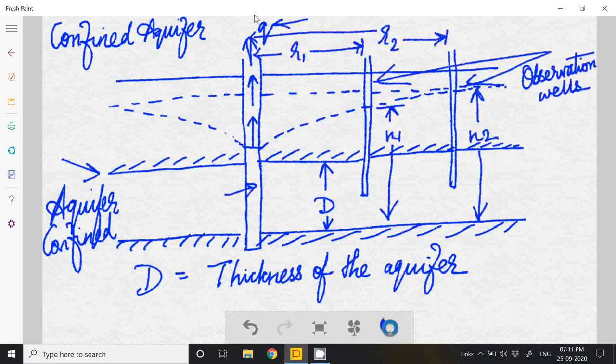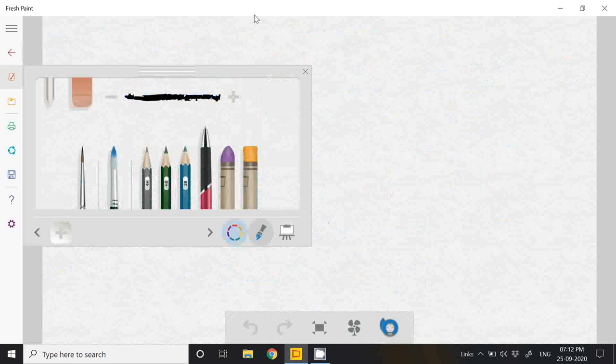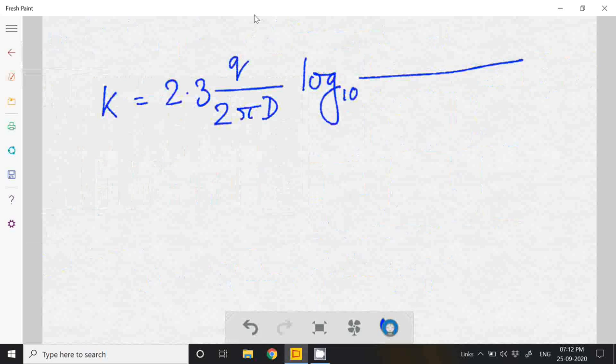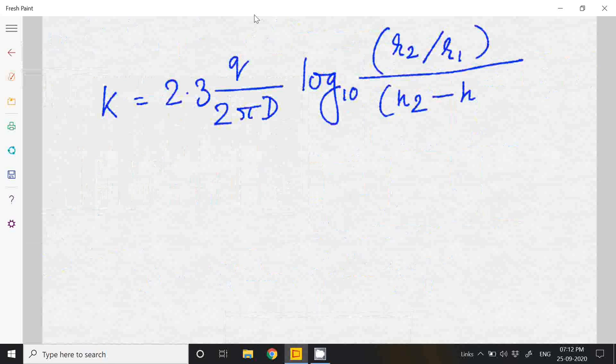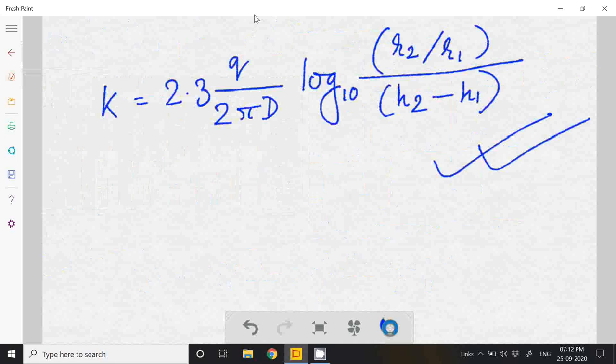In the case of a confined aquifer, the formula of permeability, I'll write it in the next slide, will be K is equal to 2.3 Q by 2 pi D, log base 10 of R2 by R1, by H2 minus H1. This will be the formula for permeability.